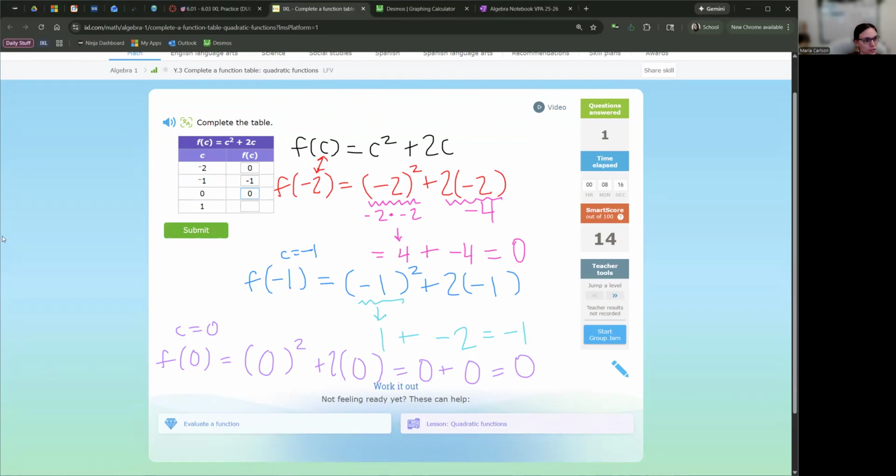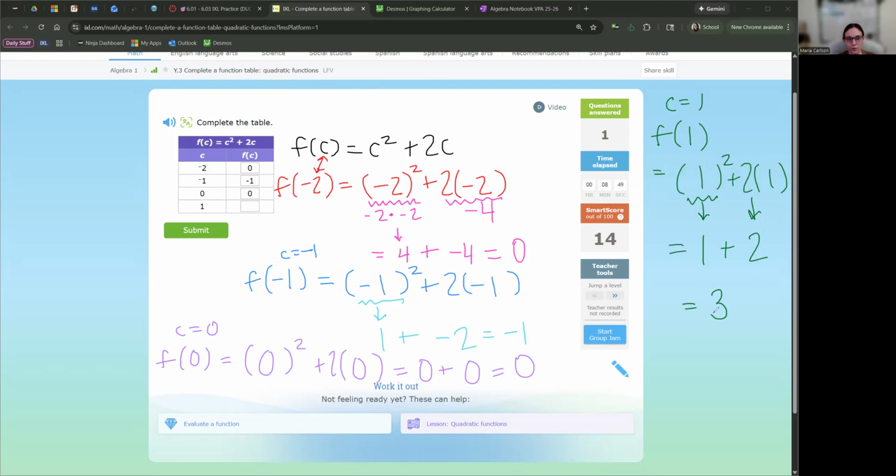And last one, do this one off to the side again. We're going to look at when c is 1. So our function evaluated at 1. And where we saw c, I'm going to create a set of parentheses. So we have c squared plus 2 times c, and then we'll substitute in 1. So 1 squared is 1, and 2 times 1 is 2. So 1 plus 2 gives us an output of 3.